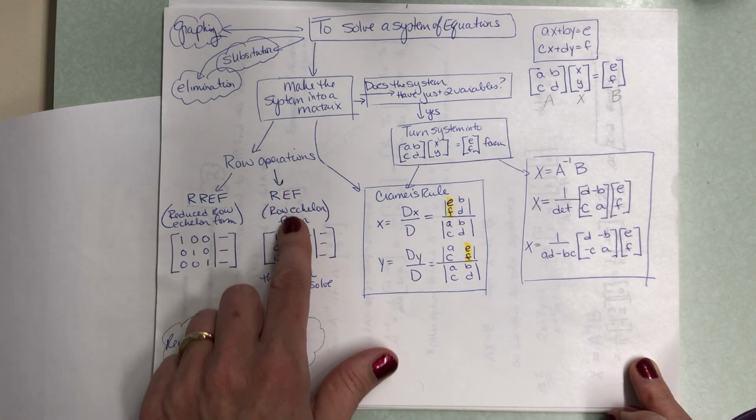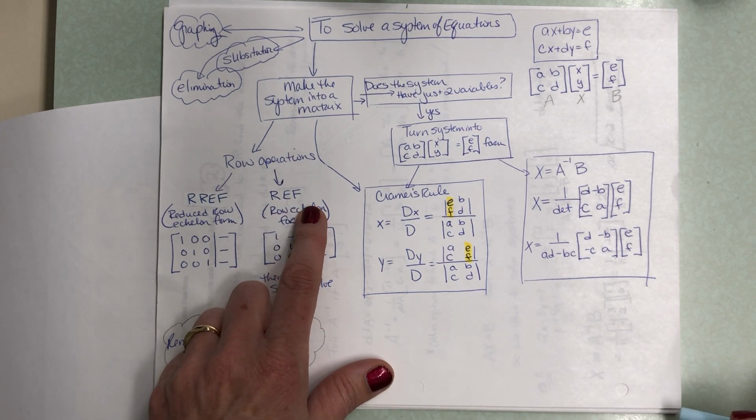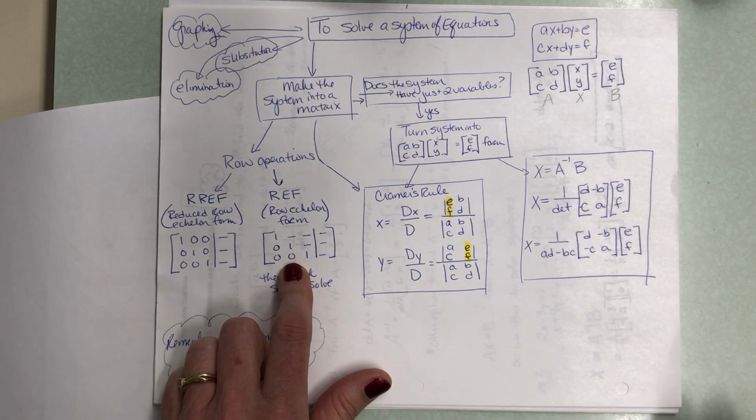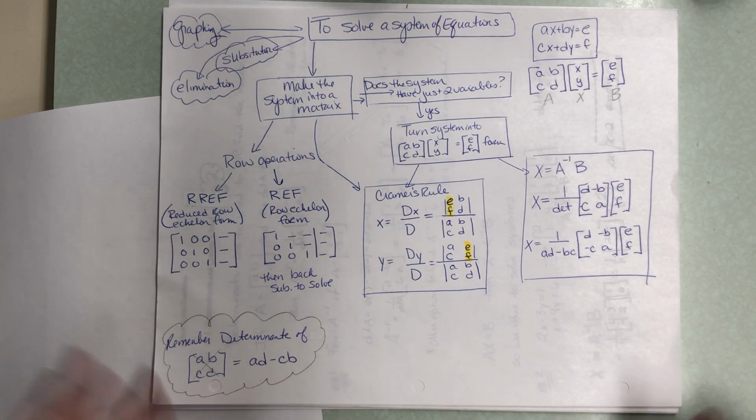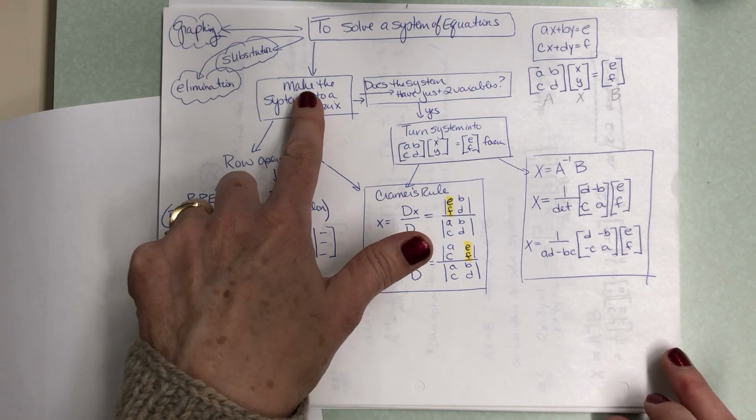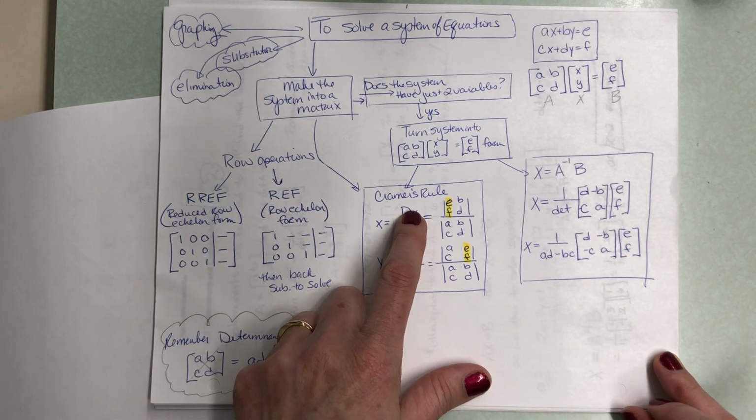Or if we're doing row operations, we can also use row echelon form, just old-fashioned Gaussian elimination. And then I can back substitute to make sure I solve it. So that's a great method. But we do have some other methods that we can use to solve a system, a matrix. We can use Cramer's rule.